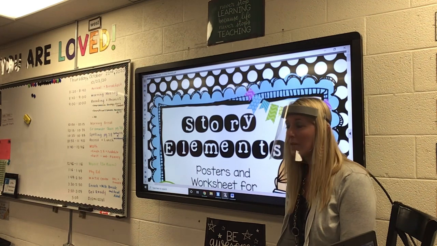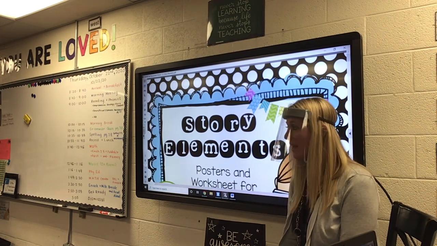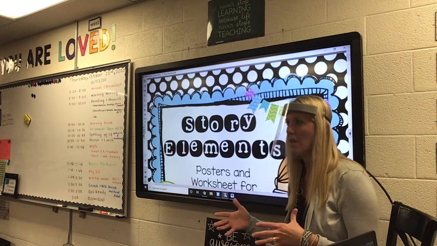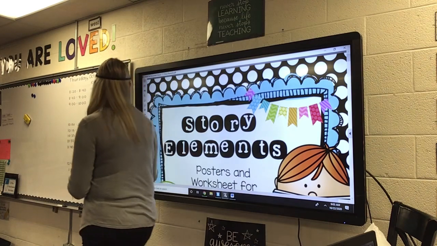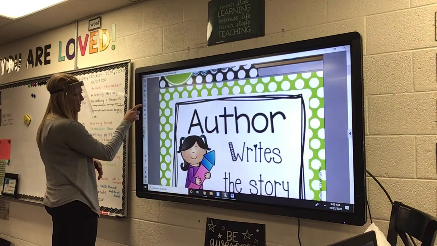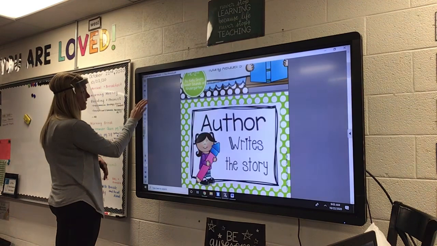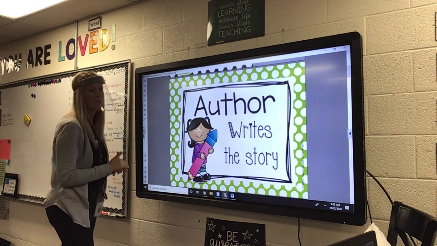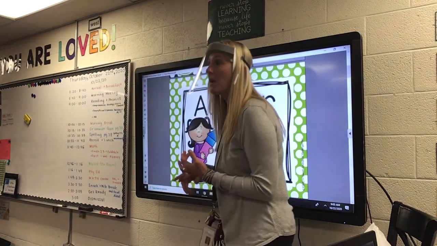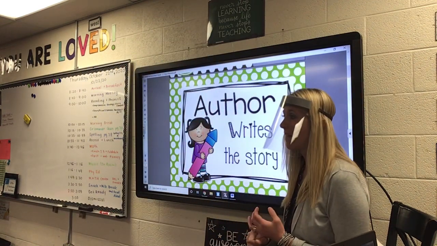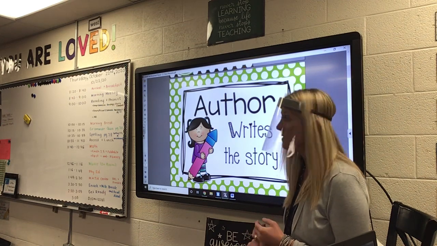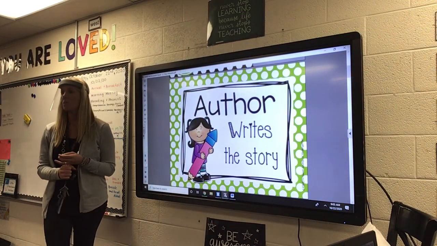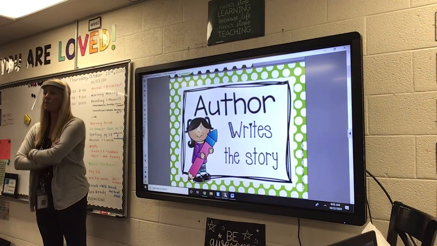Elements. Now that's a really big word, but I know I've talked about story elements. Basically, elements are parts of the story. So what are the different parts we need? Let's look at the first one. In order to have a story, we have to have an author that writes it. So that's the first element: we must have a writer who's going to write the story. If we have the writer, what else do you think we might need for a story?